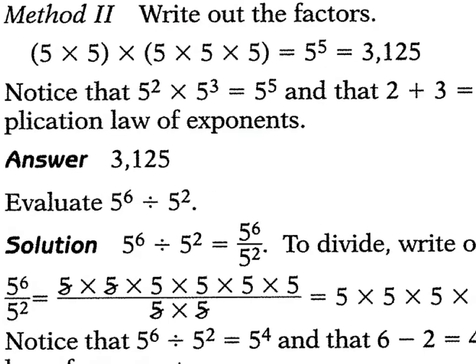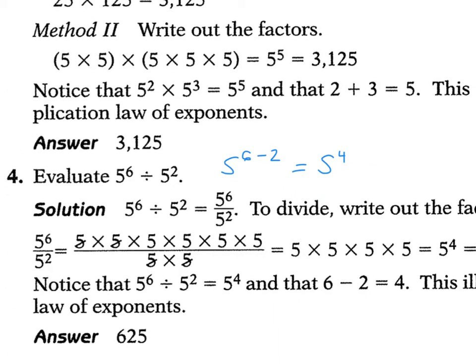And for number 4, since we're dividing, we can combine them by subtracting. So we keep our base the same and we subtract our exponent. So we have 6 minus 2. 6 minus 2 is 4, so this would be 5 to the 4th power, which we would evaluate as 625.